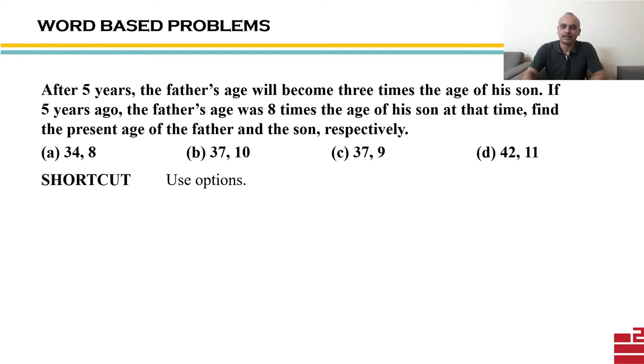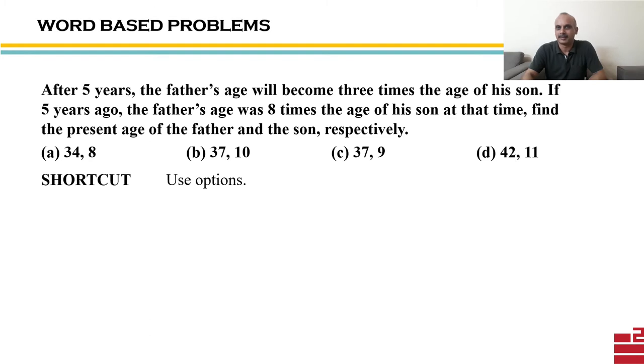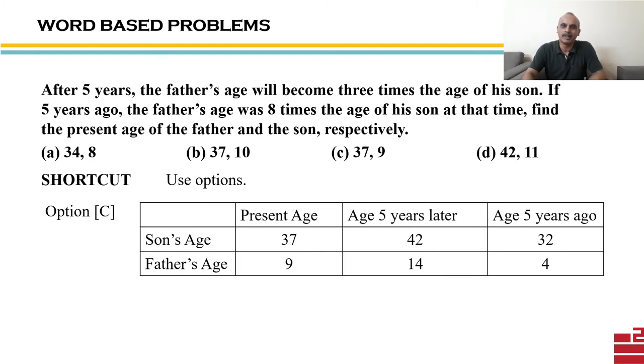So for B option, we have the ages after 5 years and before 5 years as these. In this case, the ages after 5 years are 42 and 15, and the father's age is no more 3 times the son's age, and that means this does not fit the bill. If we check with C option, what do we get? In case of C option, we get this kind of table and we see that everything in the question is fitting the given data. That means age after 5 years is 42 and 14. So 42 is 3 times 14. And 5 years ago the ages were 32 and 4, and 32 is 8 times 4.